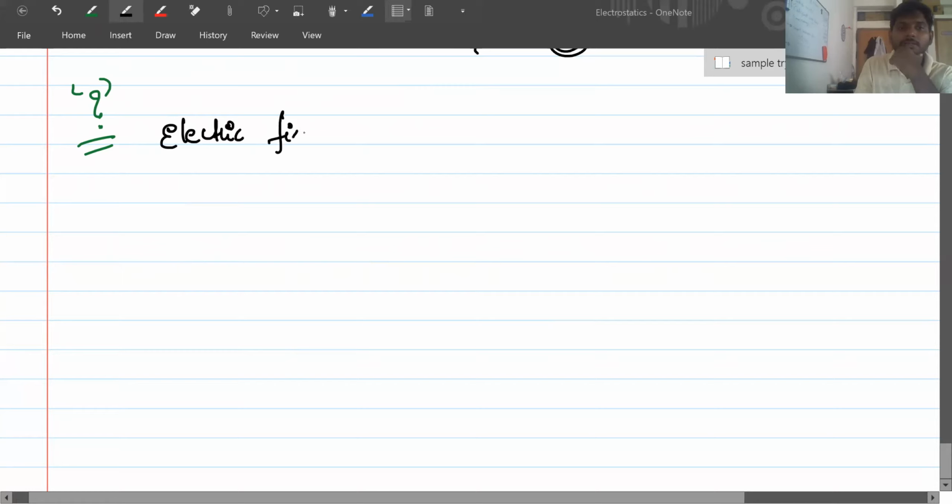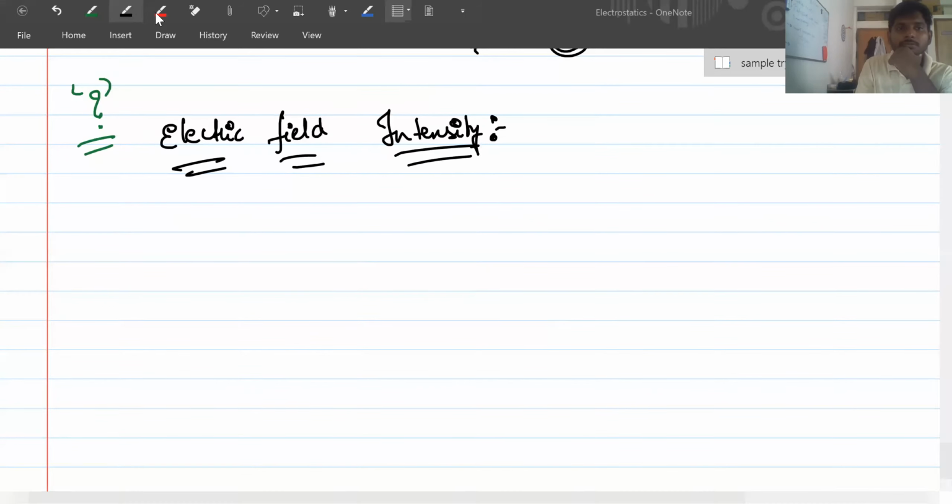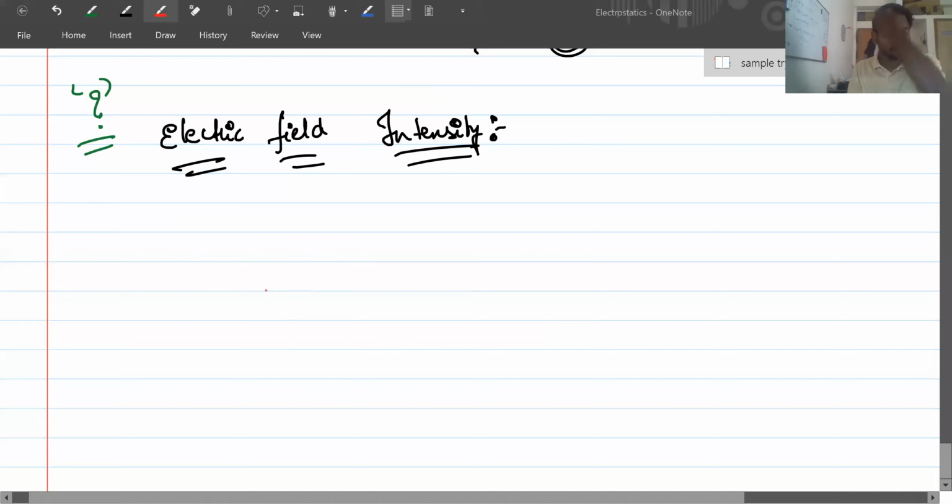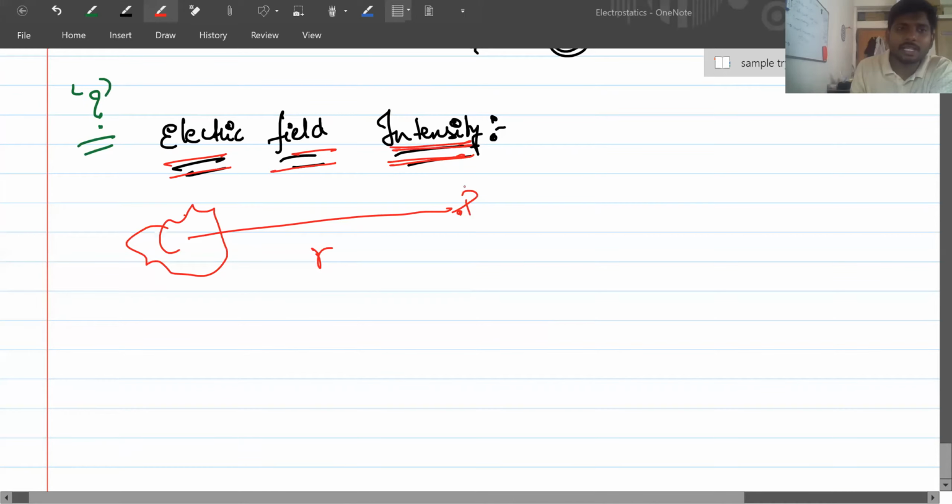So here comes the story of electric field intensity. What is electric field intensity? Suppose any charge is there, a randomly shaped charge or a point charge. The field intensity due to this body at a point P at a distance of R is our electric field intensity. Got it?